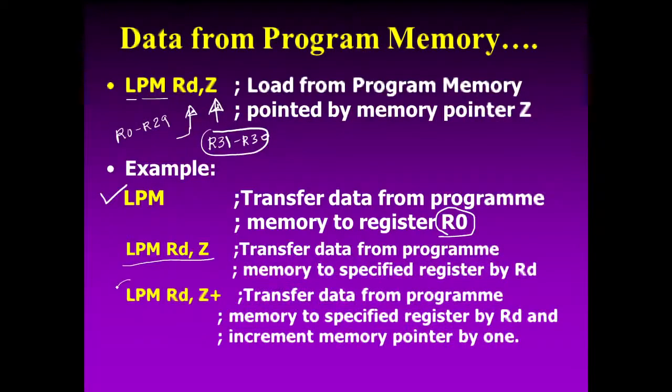Another version of this instruction is LPM Rd, Z+. This is a very nice version in which, after transferring the data, the memory pointer is automatically incremented. That means if your Z was initially, let's say, 0x4000, the memory location specified by Z, it will read the data from this memory, transfer it to Rd, and then the memory pointer will be incremented automatically. Next time it becomes 0x4001. Once you execute it again, it will become 0x4002. So it is a kind of auto increment.